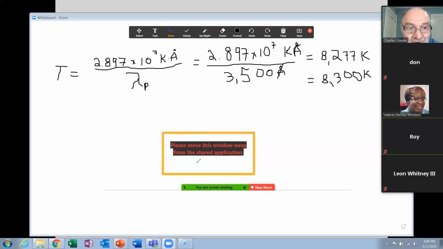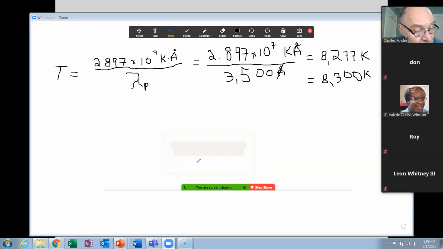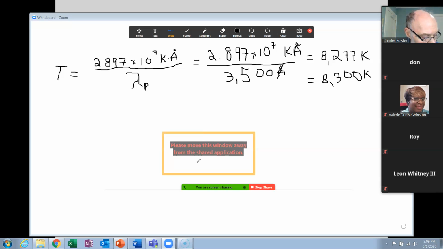So what we have here is a star that's quite a bit hotter than the sun. In fact, if you go on that same page to table 14.2, you will see that 8,300 K is right up there in the A range. We are a G star, that's a yellow star. That was a bluish star, 8,300 K, very, very hot star. Okay?